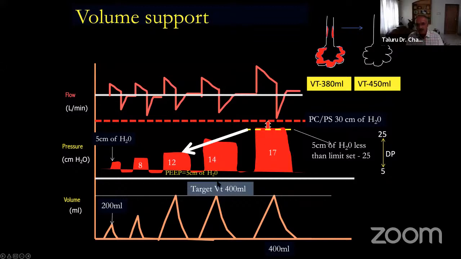But what you have to understand is, it is all based on pressure support. This is a pressure support breath. The target is a tidal volume of 400 ml. At 5 it is not achieved. At 12 it is achieving, so it will hold it there. And if the lung has some pathology, then the pressure support keeps going up till 25. That's the limit you have set.